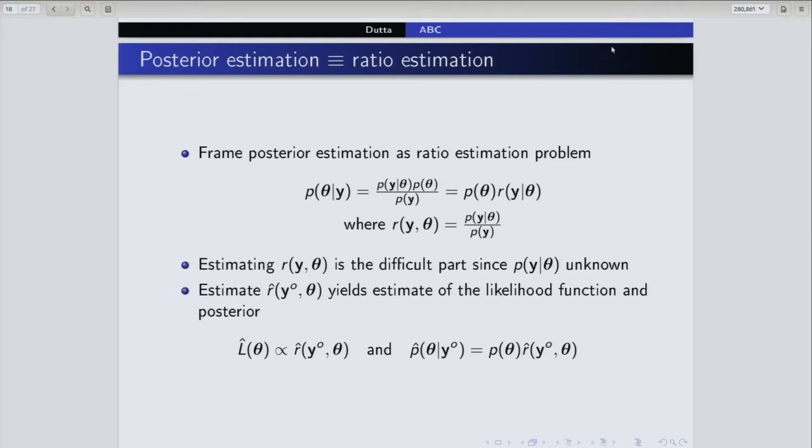We don't know it. But we know one thing: we can simulate from p(y | theta) and we can simulate from p(y). Simulating from both of them is known how to do, but if we know how to sample from them, can we estimate the density ratio? Let's say we know somehow how to estimate that. If we can estimate this r hat(y0, theta), this is the estimate of the likelihood function and posterior, right? You can just plug it in here, because the prior is known, you get an estimate of the likelihood, and an estimate of the posterior distribution.